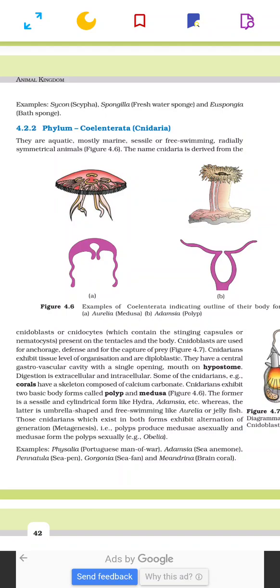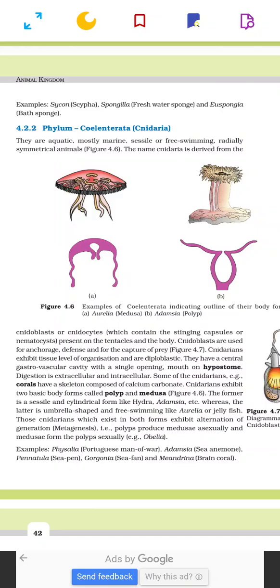They have a central gastrovascular cavity with a single opening, which is a mouth on the hypostome. Digestion is extracellular and intracellular. Some of the cnidarians, for example corals, have a skeleton composed of calcium carbonate. Cnidarians exhibit two basic body forms called polyp and medusa.